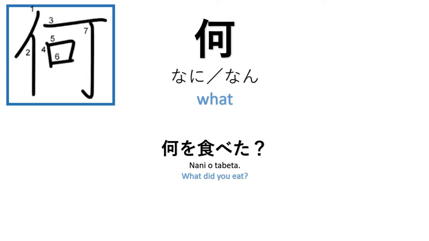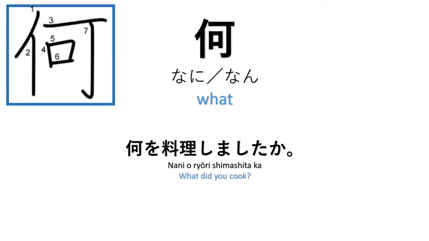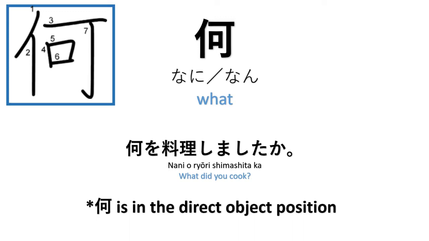Nani o tabeta? What did you eat? Nani o ryori shimashita ka? What did you cook? Okay, so in these cases, nani, when followed by o, is most likely in the direct object position. So nani is the direct object. You are asking for the direct object.